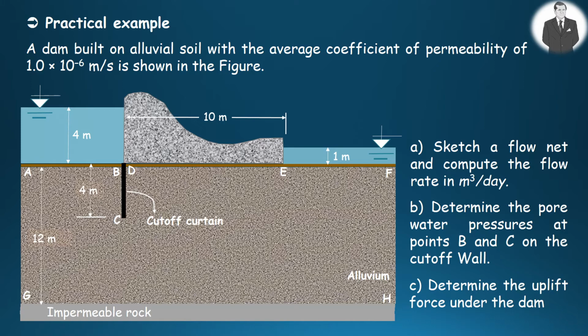By the way, a cutoff wall or cutoff curtain, as shown in the figure, is formed by grouting a mixture of bentonite and cement into the ground to a certain depth, or simply formed by driving sheet pile, the purpose of which is to lengthen the flow path, thus mitigating the rate of flow. And finally, C, to determine the uplift force beneath the dam.